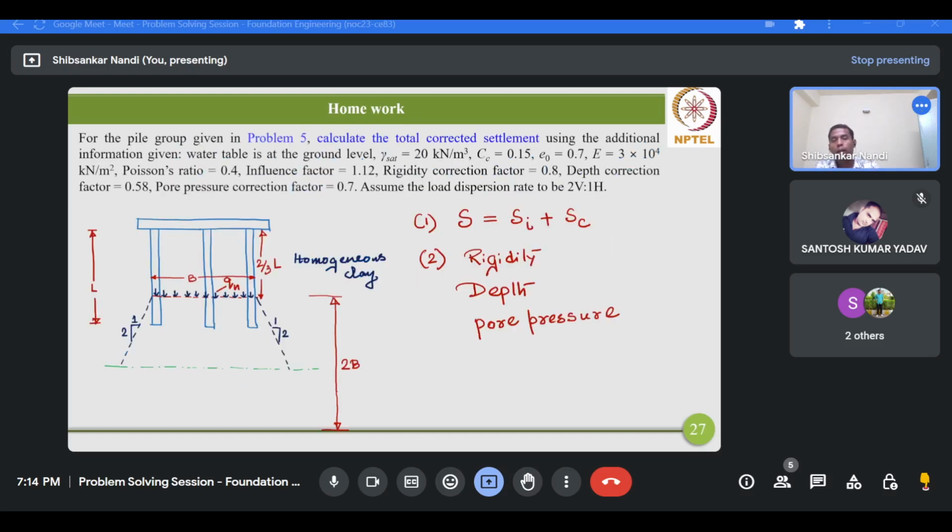And if we multiply this uncorrected immediate settlement with the rigidity factor, which is 0.8, and the depth correction factor, which is 0.58, we will get the corrected immediate settlement. Okay.